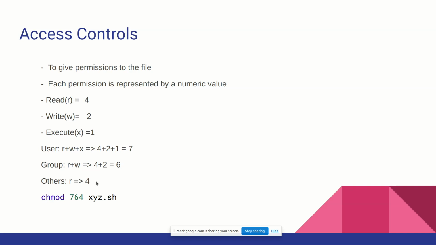7 means the user or the owner has all permissions: read, write and execute. 6 means the group has only read and write permission, and 4 means the others have only read permission. What if I want to give all permissions, read, write and execute, to all, that means users, groups and others? What number should I give? 777. 777 means all permissions for users, all permissions for groups, and all permissions for others.